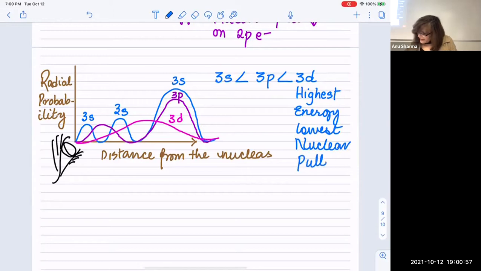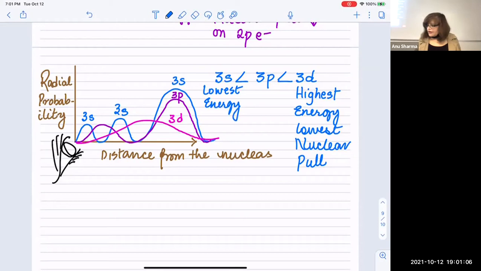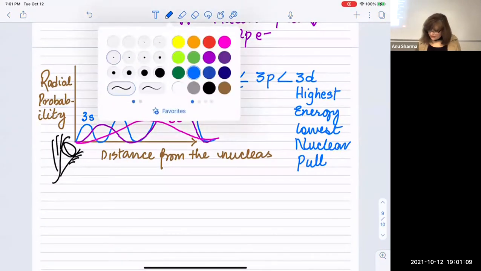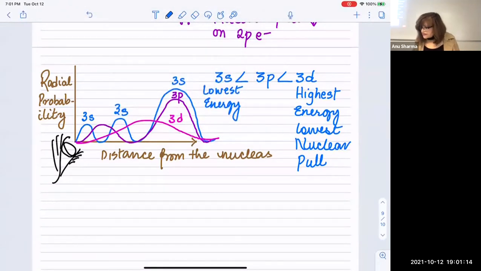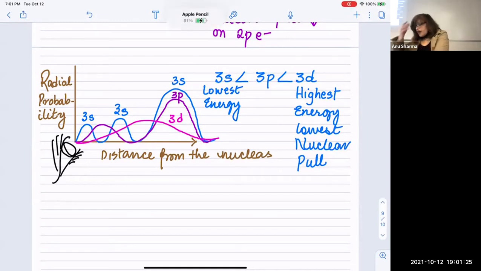And 3s is the lowest energy, because the nucleus keeps, like a father or a mother, looking at their children, keeping an eye on them, micromanaging them. So the further away, in other words, an electron goes from the nucleus, the more energy it gets, but less nuclear pull. Okay, so we will discuss this more, and that defines the behavior and everything about the atoms.